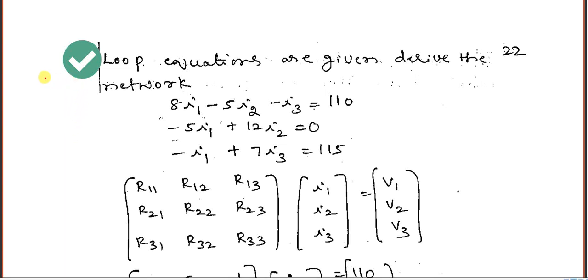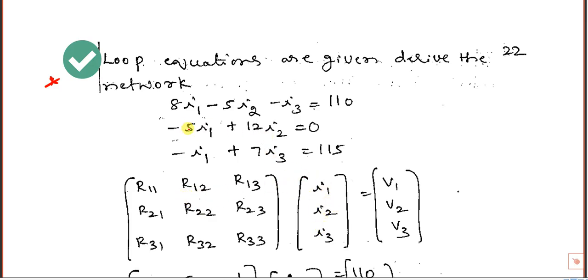Sometimes they will ask problems like this. They will give some loop equations or mesh equations, and you have to derive the network for these three mesh equations. There are three mesh equations. Mesh equation for the first mesh is this, second mesh equation, third mesh equation. So there are three variables, I1, I2, I3. So you have to write a 3 cross 3 matrix.